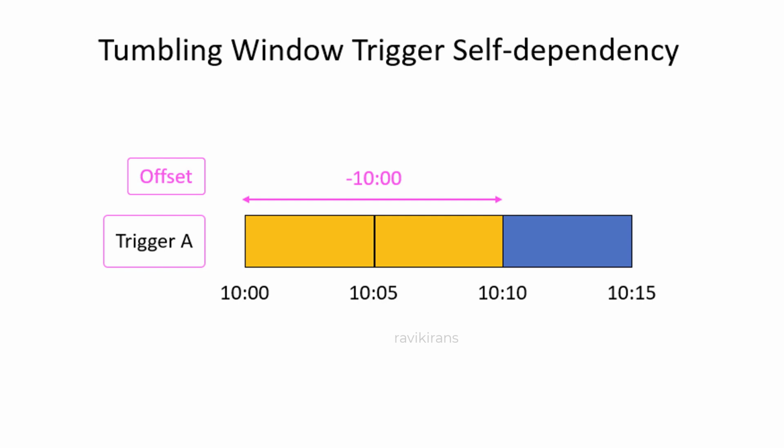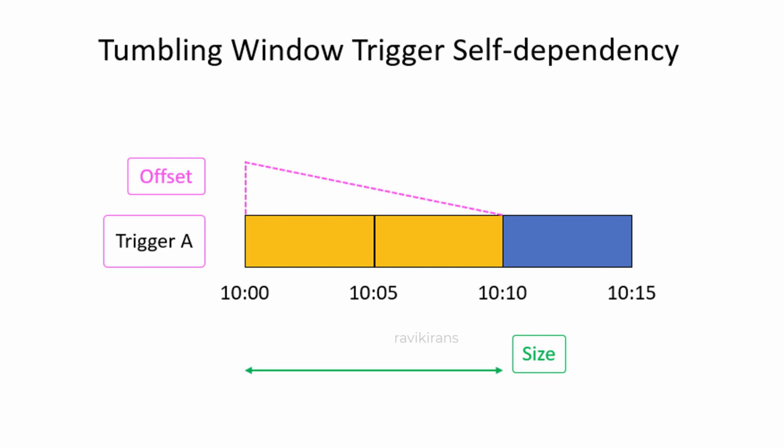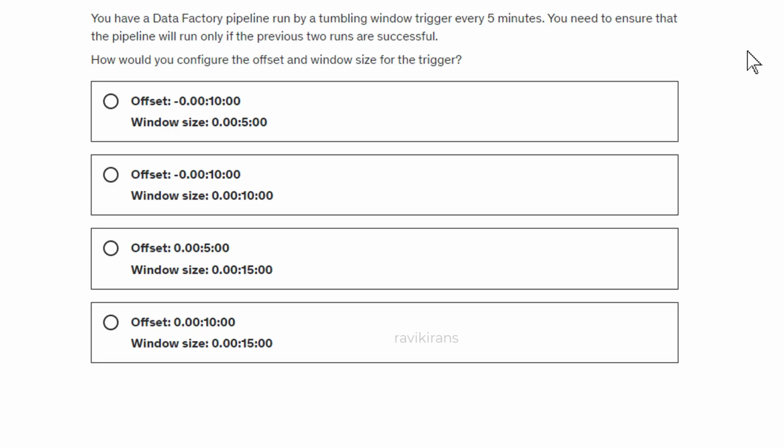Since we need to ensure the pipeline will run only if the previous two pipeline runs are successful, we need to offset two windows or shift back 10 minutes. Consider the window size as the duration of the window the trigger depends on. Since the trigger should run the pipeline only if the previous two runs are successful, the window size should be 10 minutes. Option A is incorrect and option B is the correct answer.